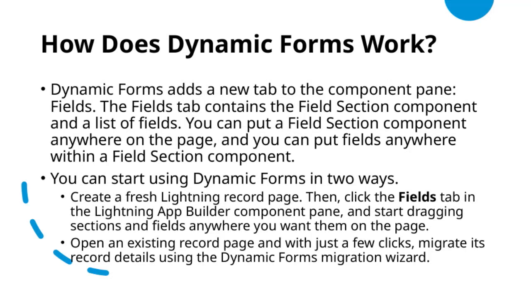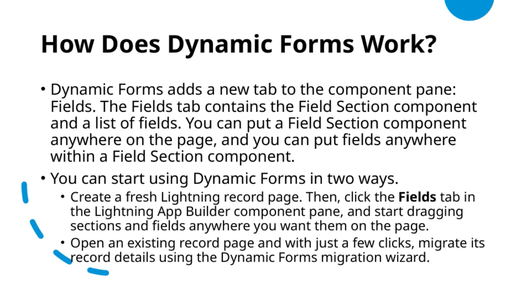All right, let's talk about how dynamic forms really enhances the customization of your record pages. When you add the dynamic forms component, a new tab appears in the component pane called Fields. This tab is where the magic happens. It contains the Fields section component, which acts like a container for your fields, and a list of all available fields you can add. What's great is that you can place a field section anywhere on your page, giving you flexibility in your layout. And within each field section, you can add fields wherever you want, making it easy to organize information logically and visually appealing.